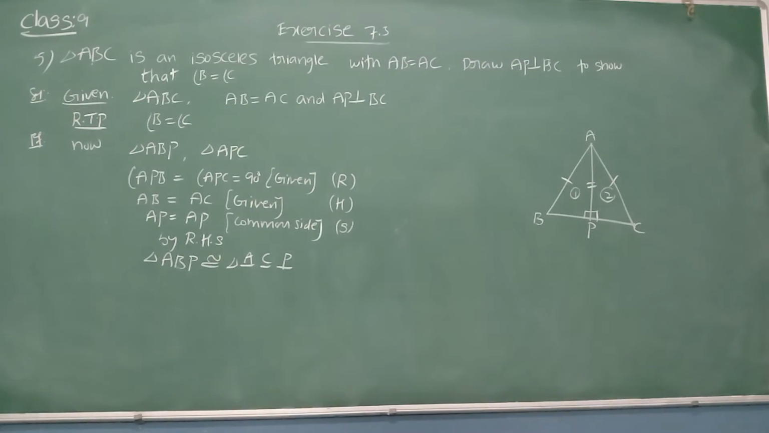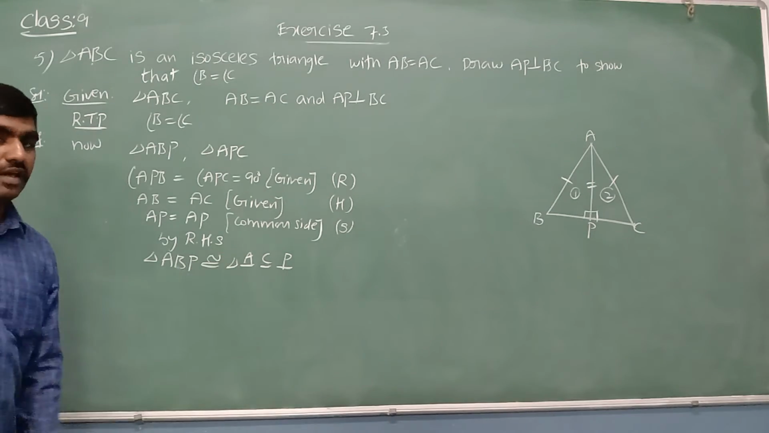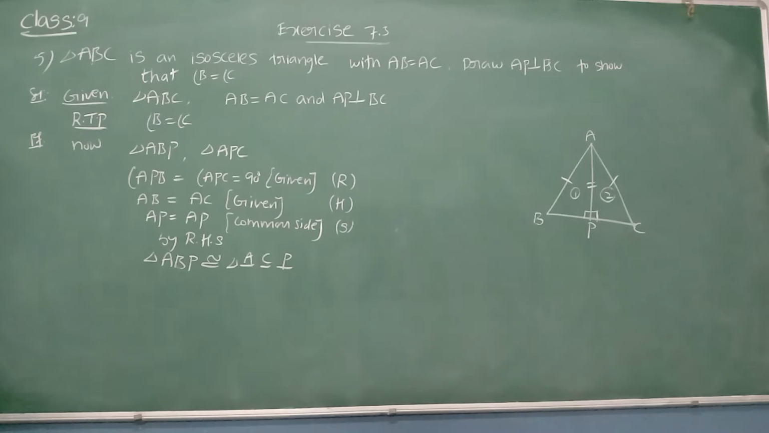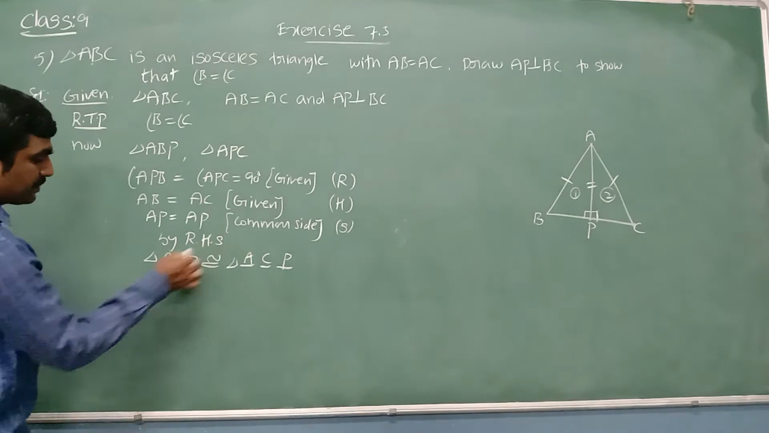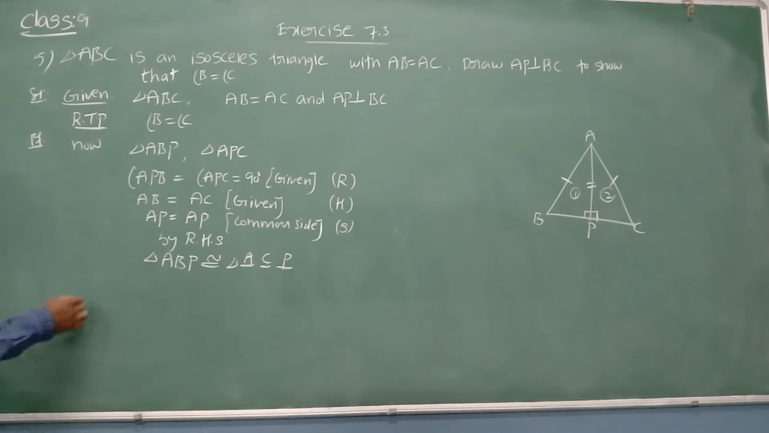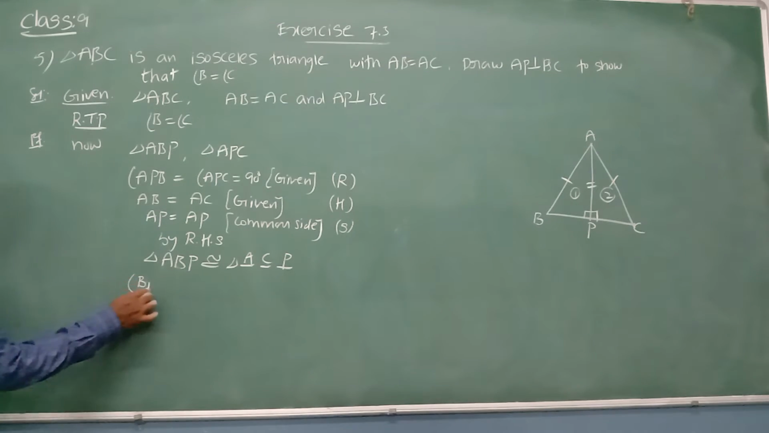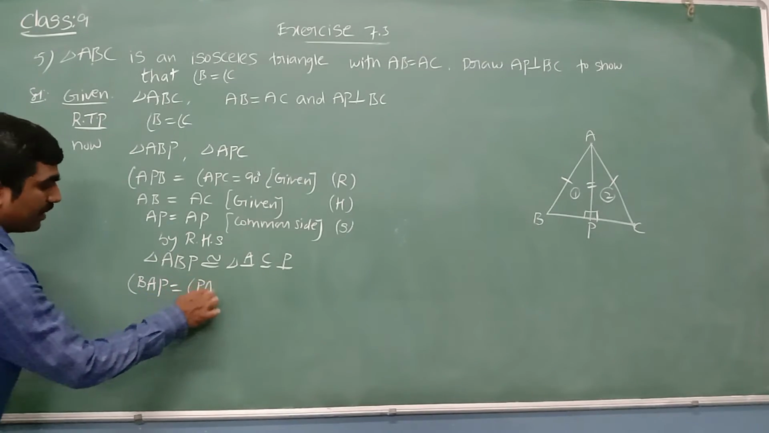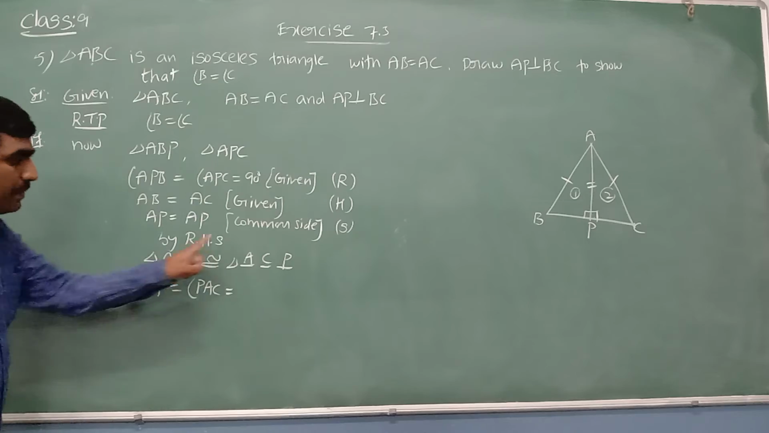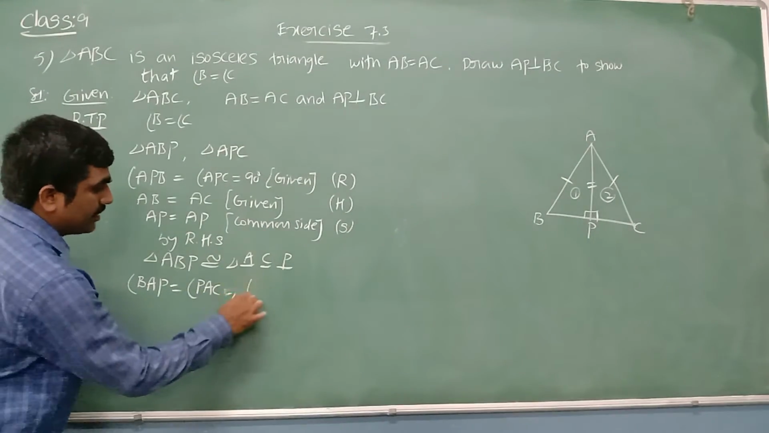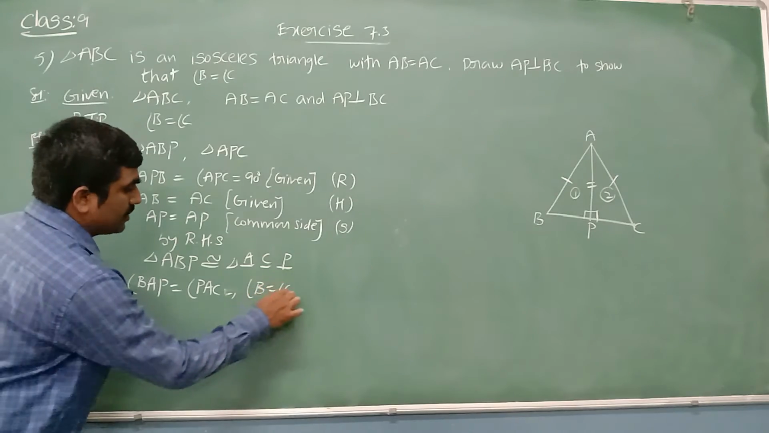So after writing the symbolic form, we will go with corresponding angles because we have to prove angles only. Tell me, what are the corresponding angles? Angle A in triangle ABP, angle BAP, is equal to angle A in triangle ACP, angle PAC. Angle B is equal to angle C. We can write it directly. Why? Because only one angle is there near B.